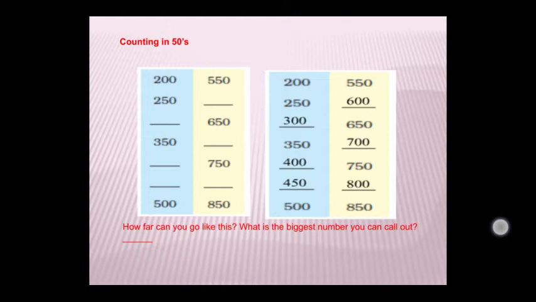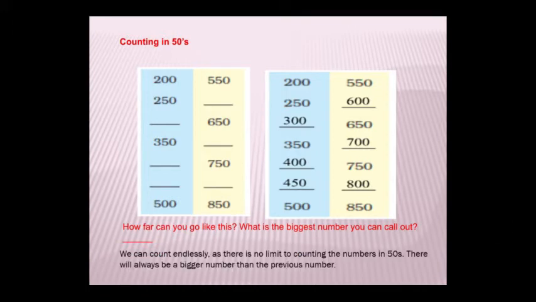Numbers are endless, so you cannot stop the numbers. If you add one number to another number, you get a greater number. If you add to that greatest number again, then another greater number will be formed. So we can count endlessly, as there is no limit to counting the numbers in 50s. There will always be a bigger number than the previous number, right?